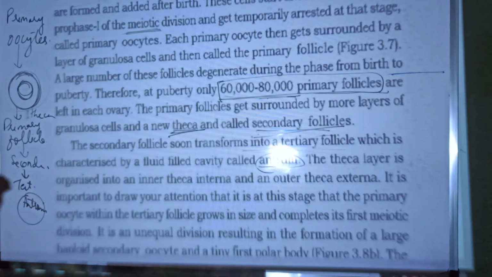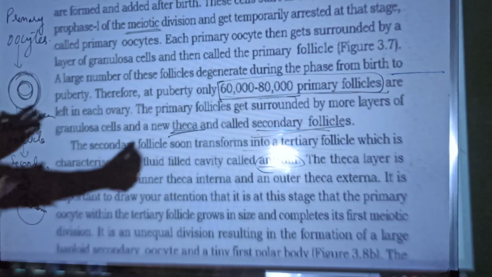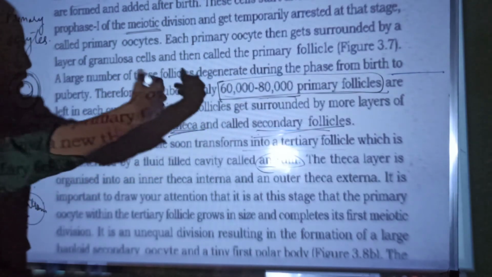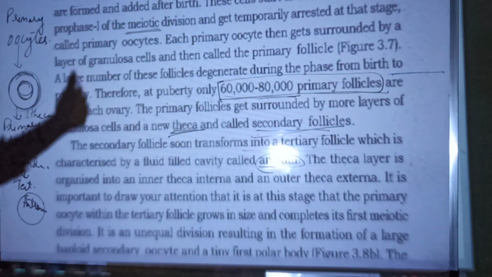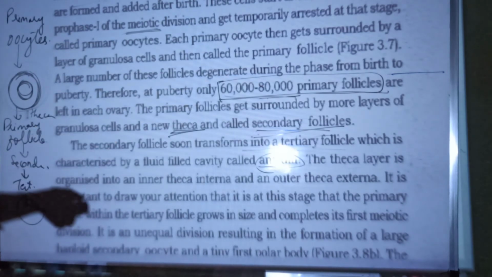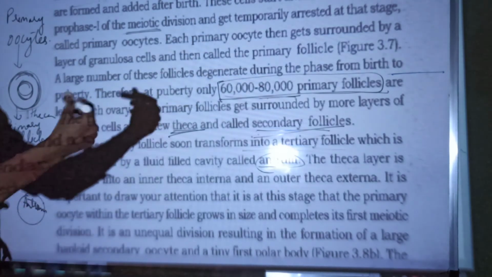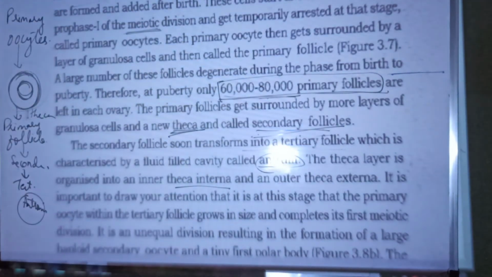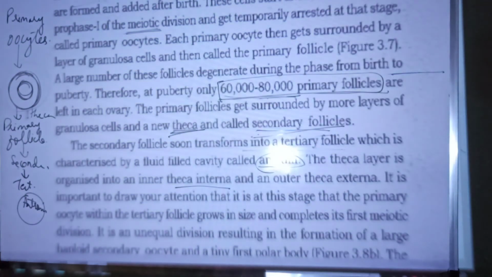Then that theca layer is organized. The theca layer will get differentiated into outer and inner layers: the outer layer will be the theca externa, the inner one the theca interna. This is important: the theca layer gets organized into two important layers, the theca externa and theca interna. At this stage, the primary oocyte within the tertiary follicle will start growing in size and complete its first meiotic division.